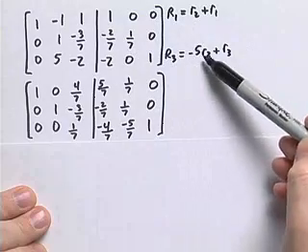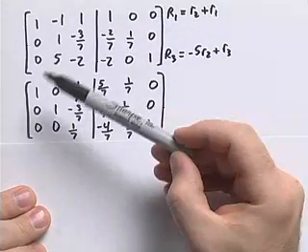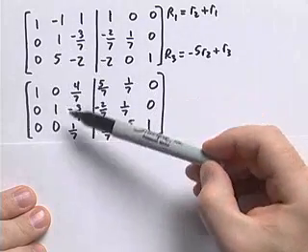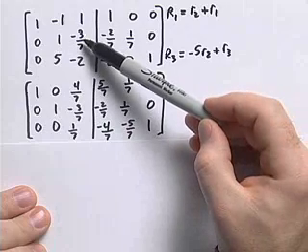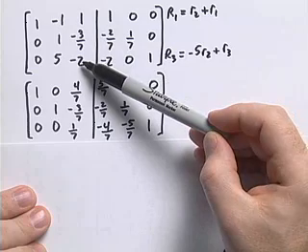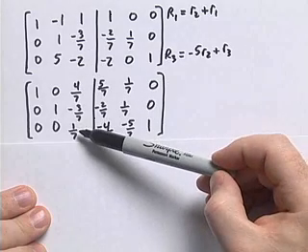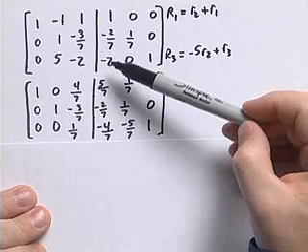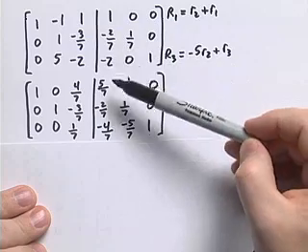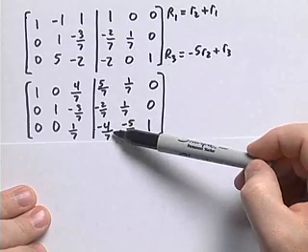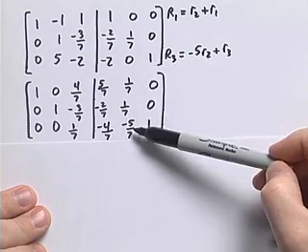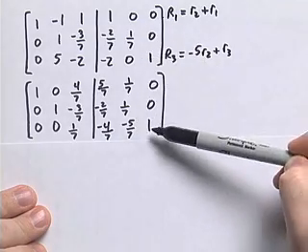Our new row 3 we get by performing this operation. -5 times 0 plus 0 is 0. -5 times 1 plus 5 is 0. -5 times -3/7, that's going to be +15/7. We're going to add that to -2, which would be -14/7. So we end up with a +1/7. -5 times -2/7, that's going to give us +10/7. Plus -2 is -4/7. -5 times 1/7 plus 0 is -5/7. -5 times 0 plus 1 gives us 1.